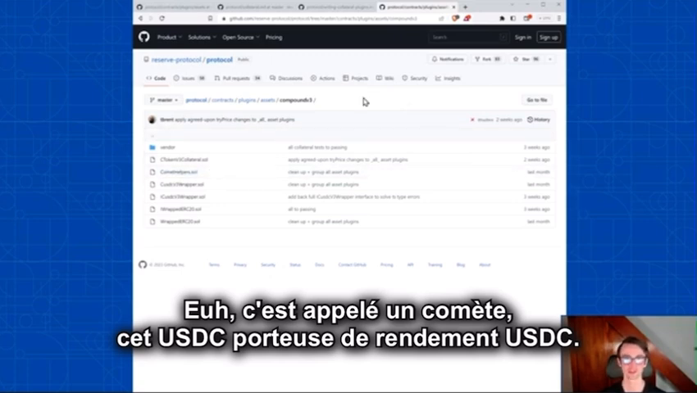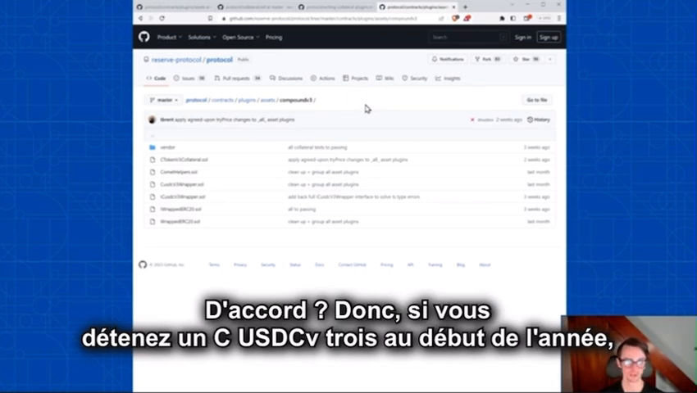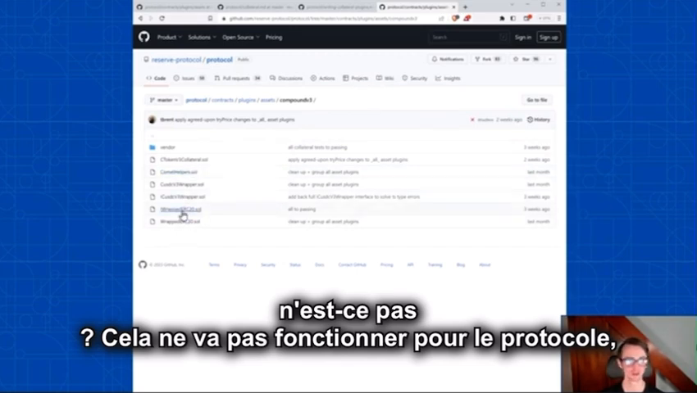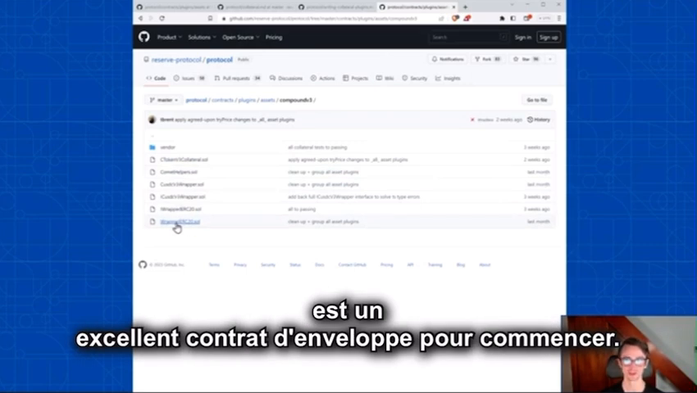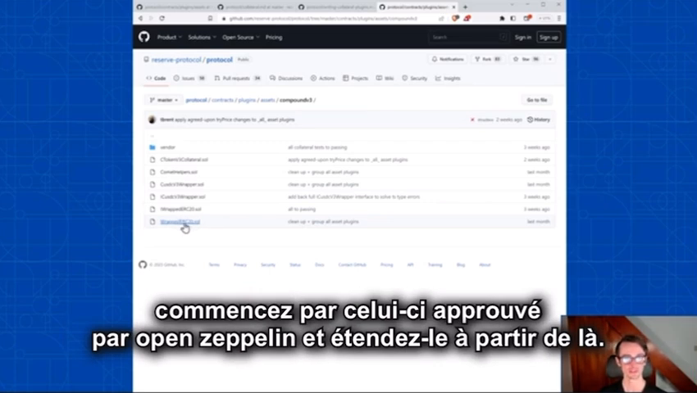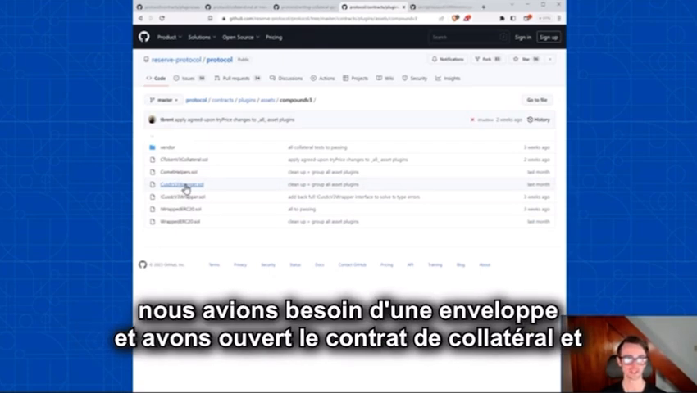That's called a comet, that USDC, yield-bearing USDC. But it's yield-bearing through rebasing, okay? So if you hold one cUSDCv3 at the beginning of the year, maybe you have 1.03 or something by the end of the year, right? This is not going to work for the protocol, so we have to wrap it. Here, by the way, is a great wrapper contract to start with. If you do decide that you need a wrapper contract, start with this OpenZeppelin-approved one and extend it from there, okay? So in Compound v3's case, we did need a wrapper.